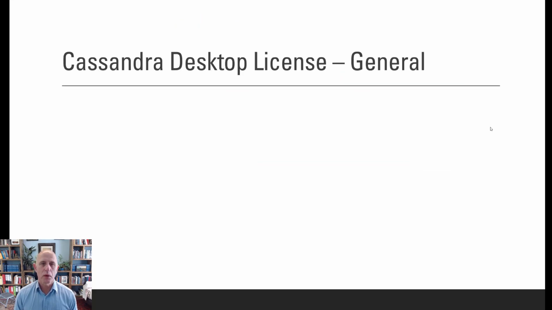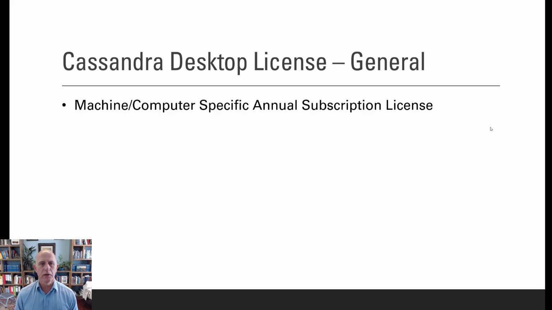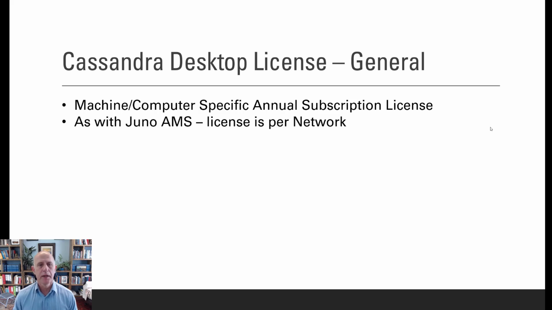Now let's just talk about the desktop license in general. First of all, because it's a desktop application at this stage, the license is generated for a specific computer. And it's an annual subscription license, so the license can be renewed every year. As with Juno AMS, the license that you get is per network.